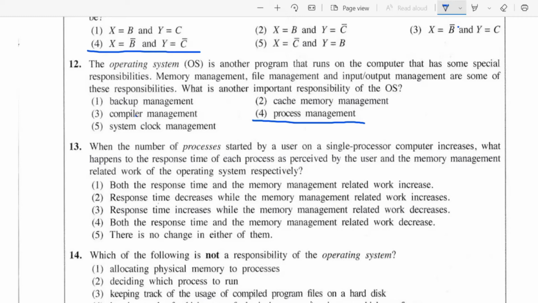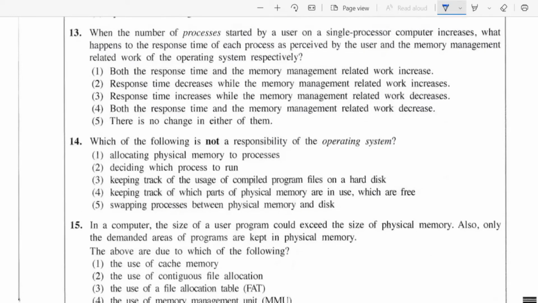Process management is a direct responsibility of operating system. The operating system is the one which decides which process goes to main memory and which process goes out from the main memory back into the virtual memory and so on. Then system clock management, it's not a part of operating system. System clock operates by itself inside the processor. So number 4 is the answer for the 12th question.